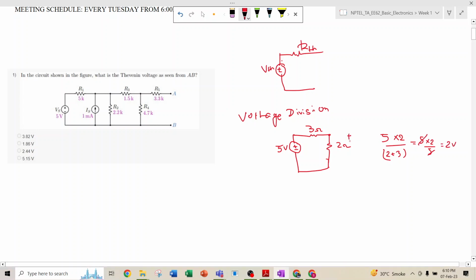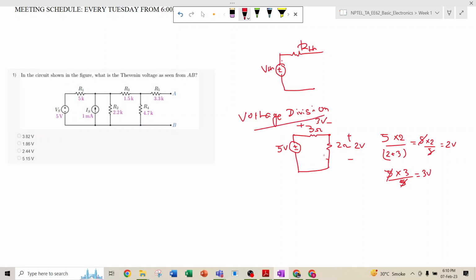So it will be 5 into 2 by 5, 5 cancels out, and it will come as 2 volt. So here 2 volt will come, and similarly here it will come as 3 volt, because according to the KVL the total is 5 volt. So if 2 volt appears here, the rest of the voltage, 3 volt, will appear here. You can also use the same voltage divider rule, 5 into that resistance divided by 5, that is the total resistance. So 5 cancels out, and it will come as 3 volt. So this is basically the voltage division formula.